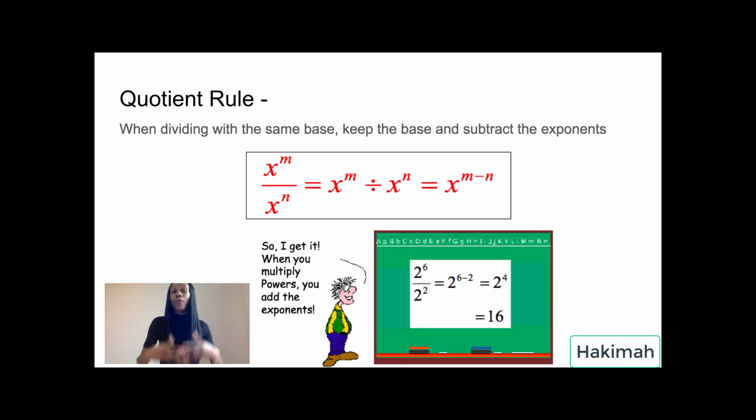Quick example, I have 2 to the power of 6 divided by 2 to the power of 2. I know to keep that base of 2, and then I'm going to subtract those exponents, which leaves me with 2 to the power of 4. 2 times 2 times 2 times 2 gives me 16. Guys, do not forget to simplify. You want to make sure, yes, you use that rule. You do everything you need to do, but you also simplify so that you can have that final answer.